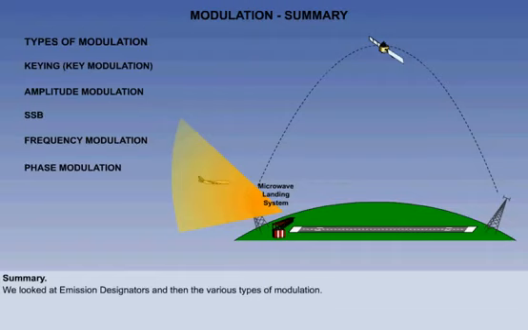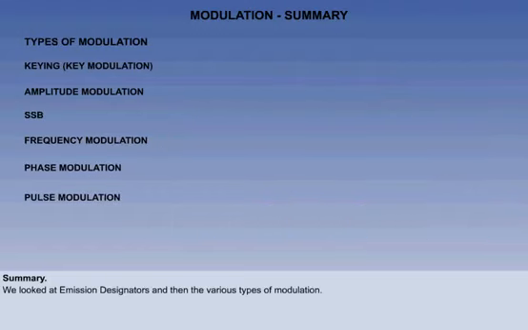And finally, we looked briefly at pulse modulation. This is used in radar and data link systems. That concludes this lesson on modulation. We will look at aerials or antennae next.